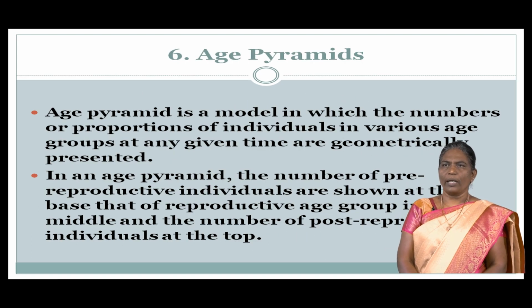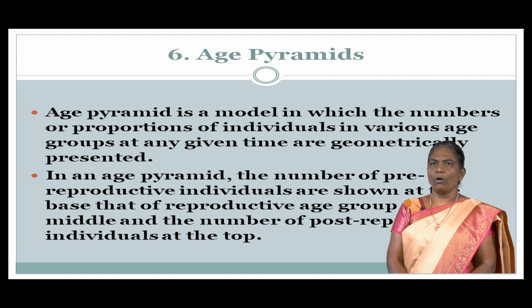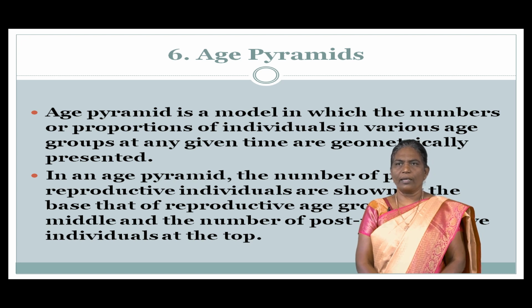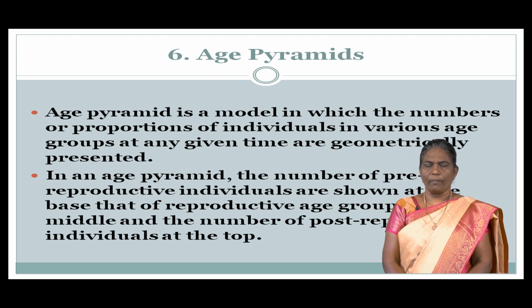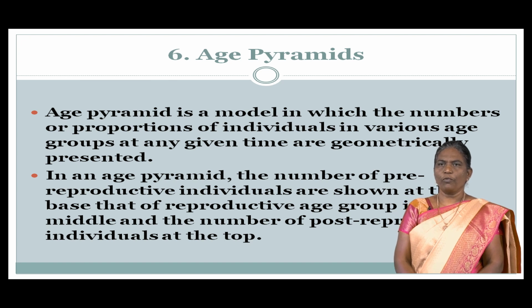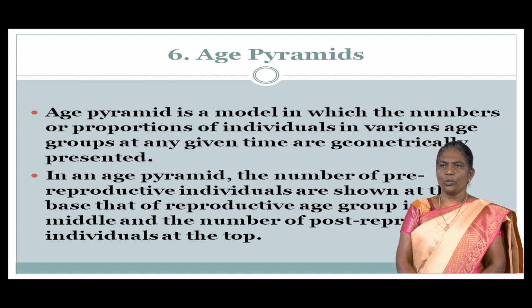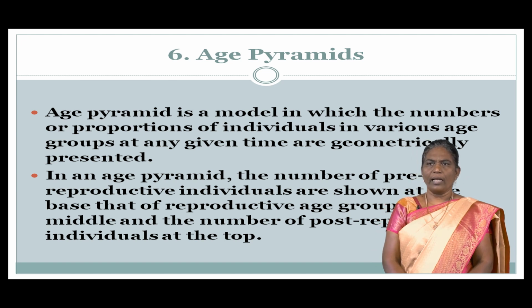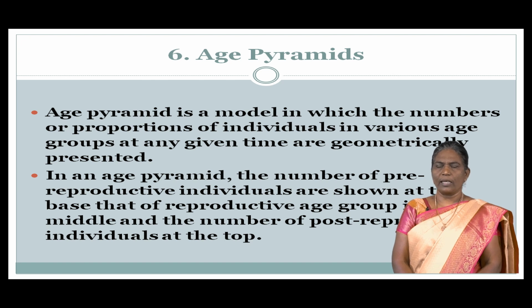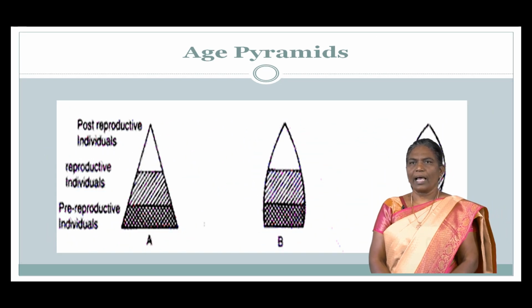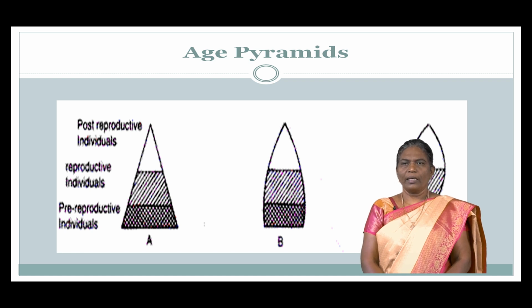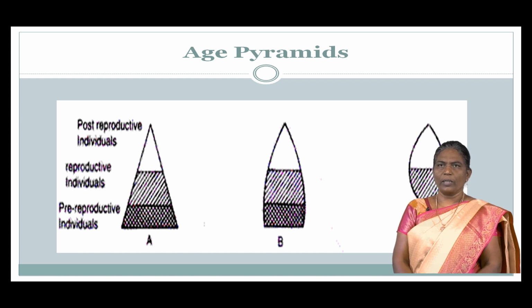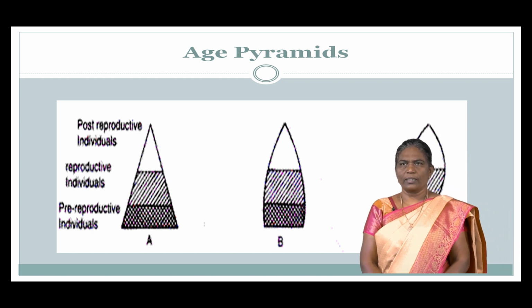An age pyramid is a model in which the numbers or proportions of individuals in various age groups at a given time are geometrically presented. In an age pyramid, the number of pre-reproductive individuals is shown at the base, that of the reproductive age group in the middle, and the number of post-reproductive individuals at the top. This is a diagram showing the age pyramid. Here it indicates pre-reproductive individuals, reproductive individuals and post-reproductive individuals.